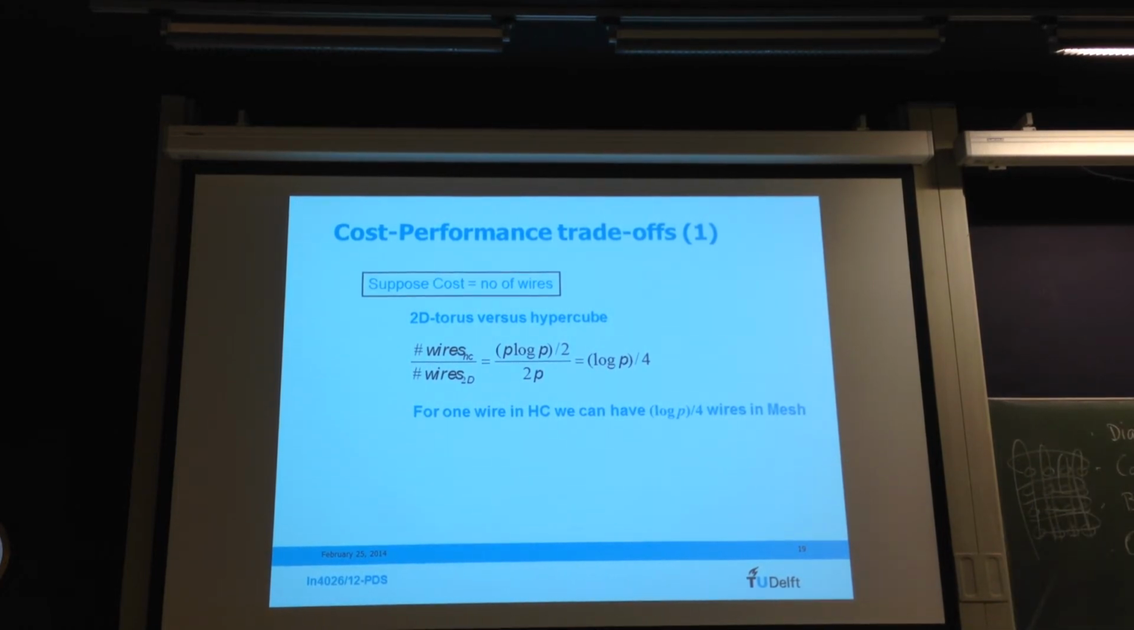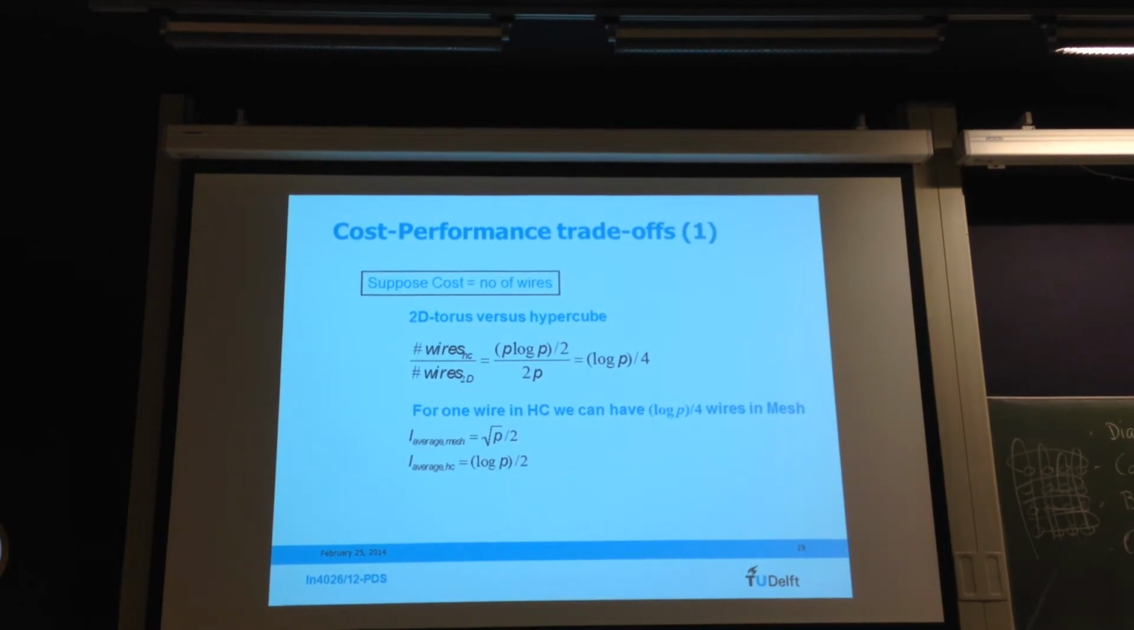Now the average distance in the mesh is the square root of P divided by 2, and the average distance in the hypercube is log P divided by 2, so that's midway in the average cost. Right?